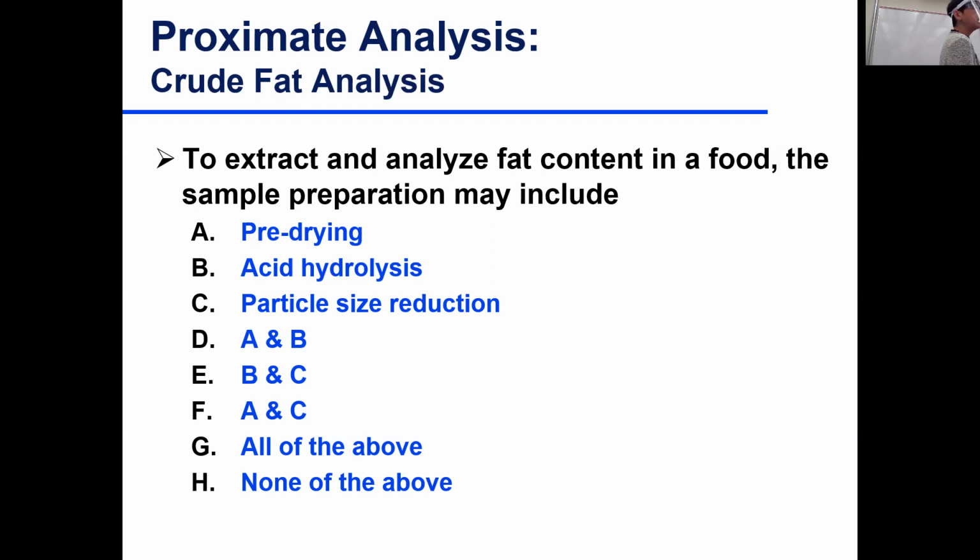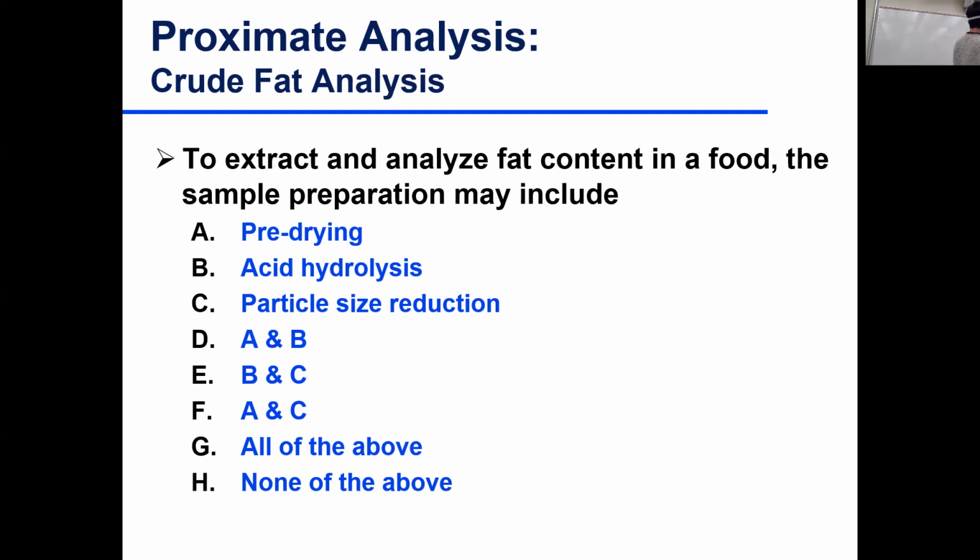For samples that are high in protein, but not necessarily carbohydrate, like cheese, instead of acid digestion, we do alkaline solubilization. And we did that in the lab today, where we used ammonium hydroxide to solubilize the protein and release the fat from the protein gel, which is the cheese curd.